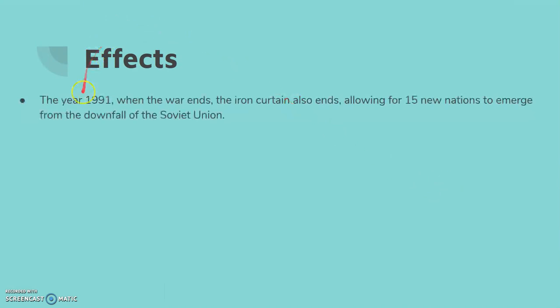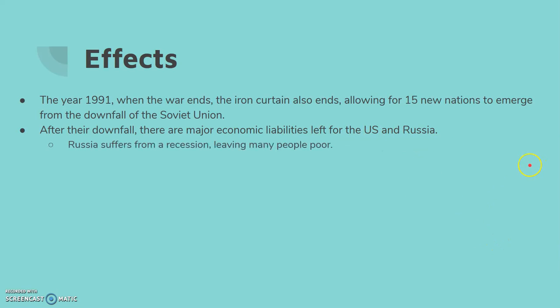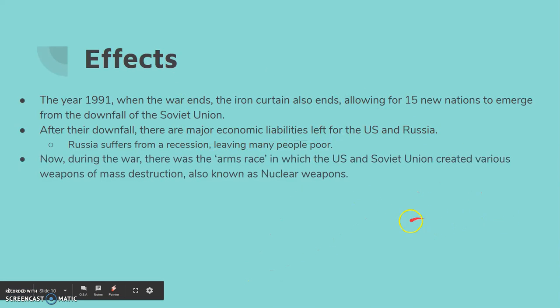Effects are essentially, in the year 1991, the war ends, and the Iron Curtain also ends. And essentially, it allowed 15 new nations to emerge from the Soviet Union, who were no longer communist. Some of them may be communist, but the majority of them weren't anymore. And after the downfall, major economic liabilities were left for the US and Russia. Russia suffered a recession, leaving many people poor again, as they were before they became the USSR.